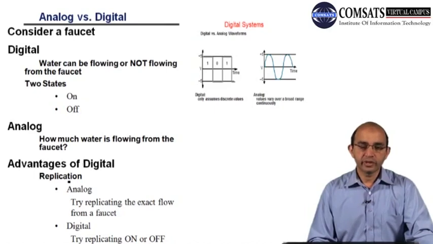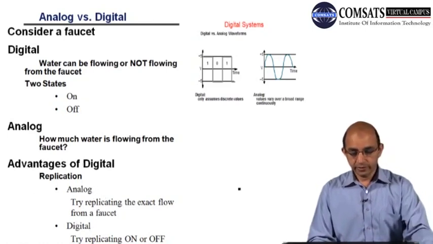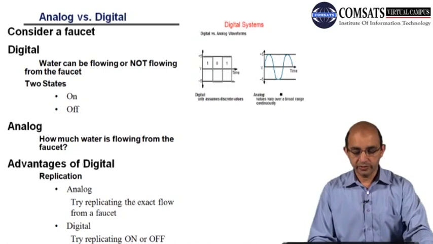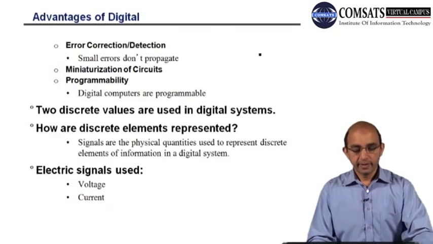Whenever you turn it on a second time, it's very difficult to have replication when we talk about an analog system. Here you can see we have the diagram. This is digital and this is analog. As you can see, this is time and this is V.